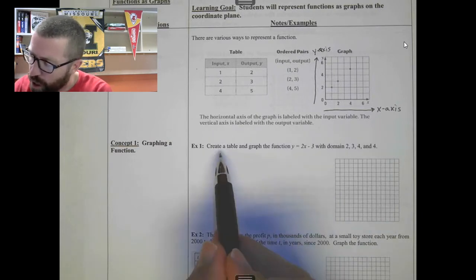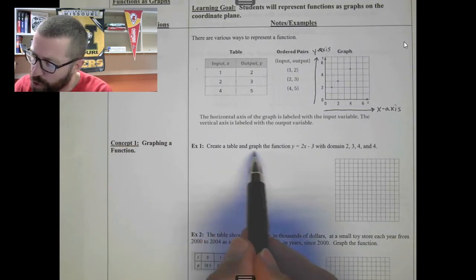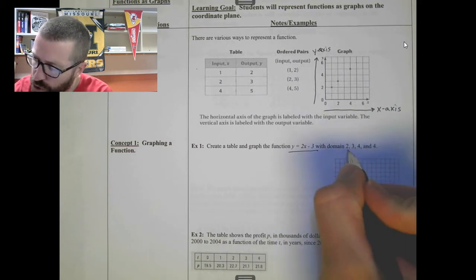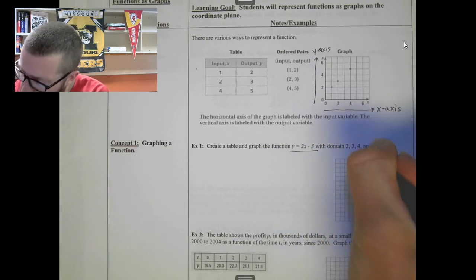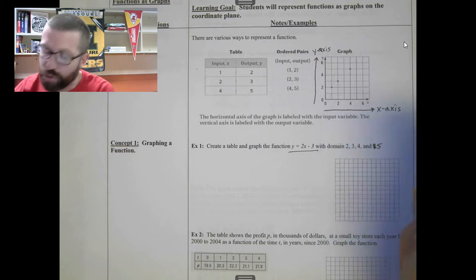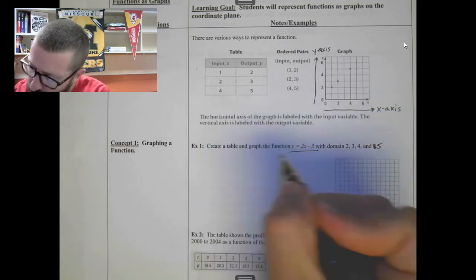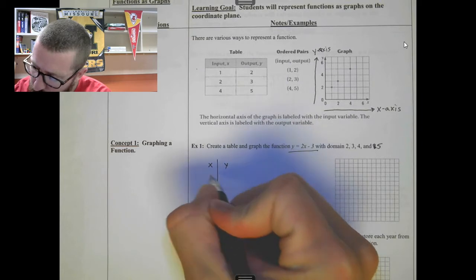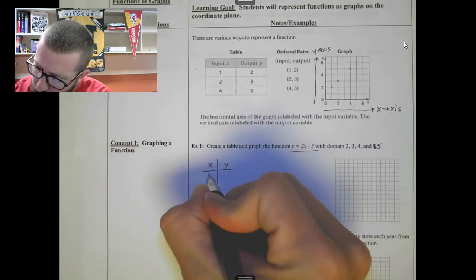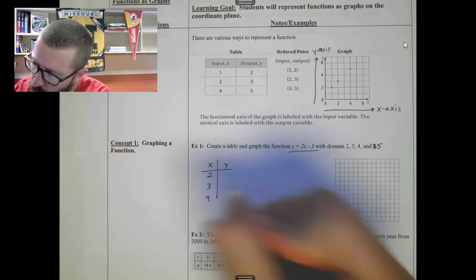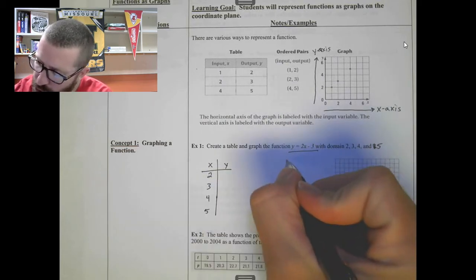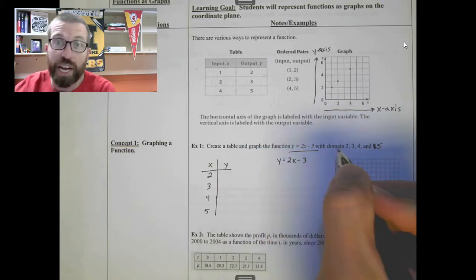So we're going to create a table and graph the function y is equal to 2x minus 3, and we're only using 2, 3, 4, and let's make this 5 for the domain. So I'll create my table. I'm going to make this one vertical. And we will use 2, 3, 4, and then 5. And then 2x minus 3, you might need to do a little work on the side here.